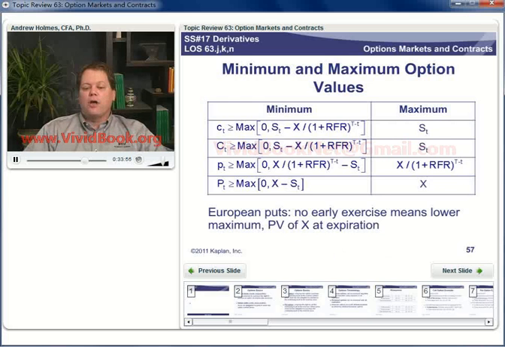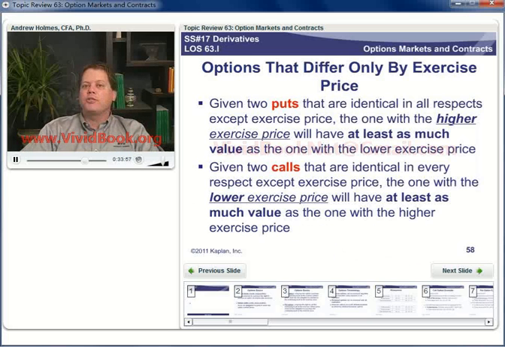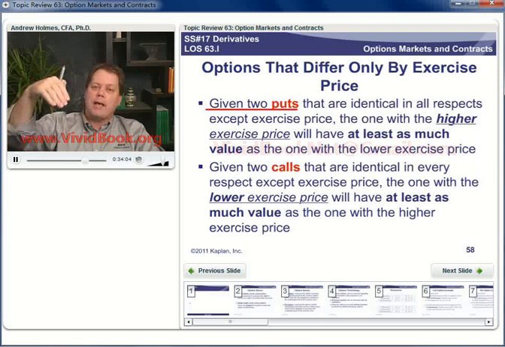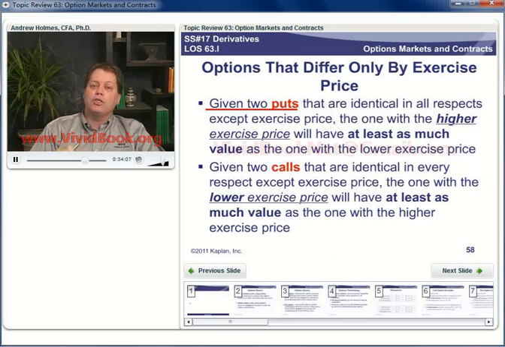All right, so moving forward, options that differ only by exercise price. First of all, we're going to look at put options, so we're looking at two puts. Well, remember, a put is a bearish position. What you want to be able to do, all else equal, is to sell the stock, or put the stock to somebody else, for as big a price as possible. So if we're looking at puts that are identical in all respects other than exercise price, then the one with the higher exercise price is going to have at least as much value. Ignoring one trivial point, when they're both the same, the one with the higher exercise price is going to be worth more.